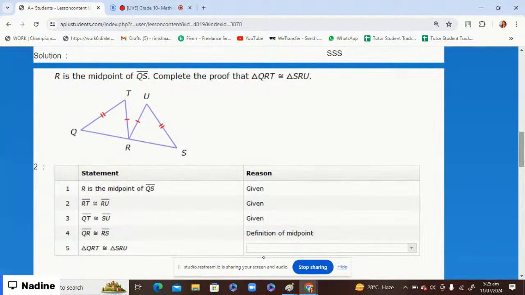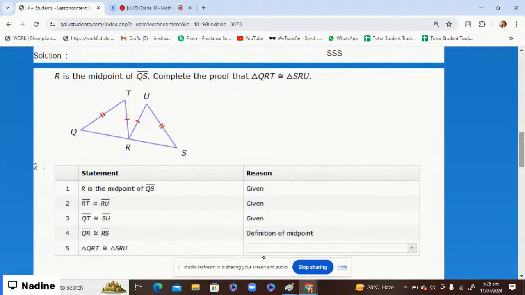How many things are given here? One thing, that is the midpoint. What is the midpoint of Q and S? This is R. So it means that RS is the same as QR. This one thing is given. The second thing given is that QT is congruent to US, and TR is congruent to UR. It means that if all three sides are congruent, so these triangles are congruent.